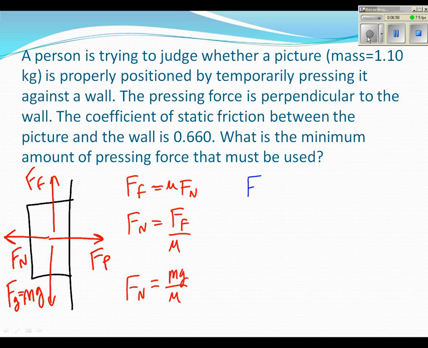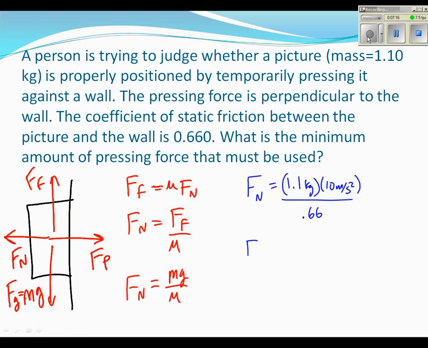We end up with a normal force equaling mass times gravity. In this case, it's 1.1 kilograms times 10 meters per second squared, which ends up being 11, all over the mu, which is 0.66, no units. So our normal force ends up equaling 16.7 newtons, and the pushing force is going to be 16.7 newtons as well. We know those have to be equal and opposite.